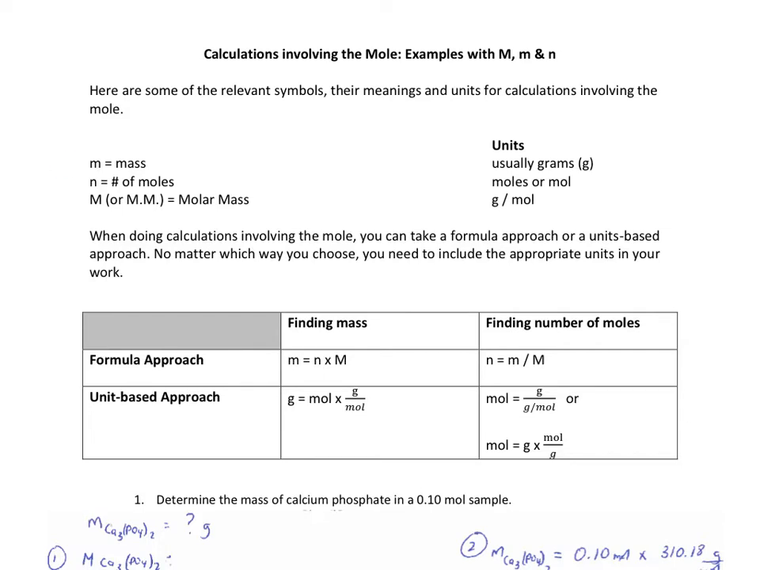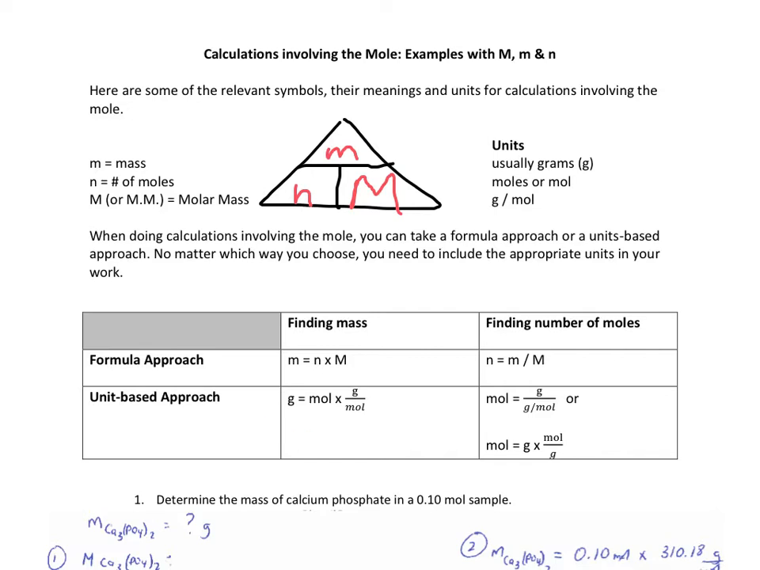So obviously mass is measured in grams and moles is measured in moles, and the molar mass is the thing that connects those two values with units of grams per mole. And I will continue to use a unit-based approach, but for the formula approach, here's the relevant formula for finding mass, and here's for finding number of moles. And of course you could rearrange to find the molar mass, or you could use the triangle to help you remember the formula.